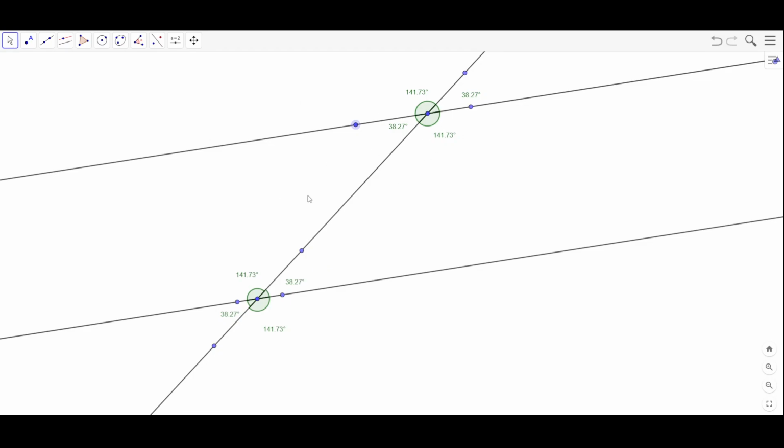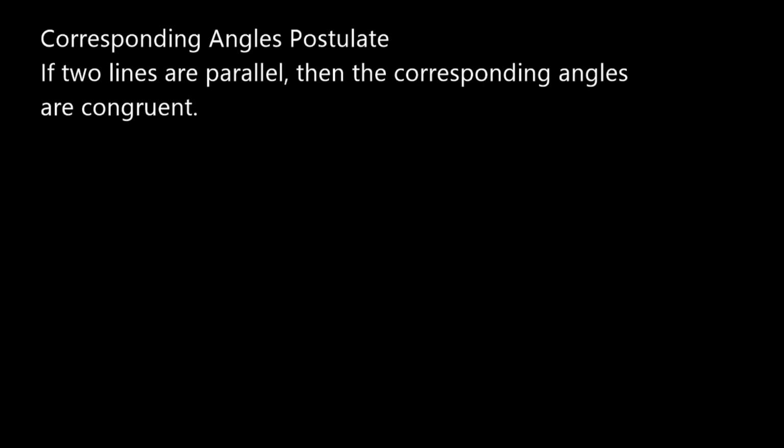And so what we're actually going to start off by doing is we'll prove a bunch of these things, but we need a starting point. So I'm going to jump back to my drawing space. And what we need is a starting point, and that starting point is a postulate, of course. We're going to take a postulate here that we're going to accept without proof. That postulate is the corresponding angle postulate. And what it tells me is that if two lines are parallel, then the corresponding angles are congruent.